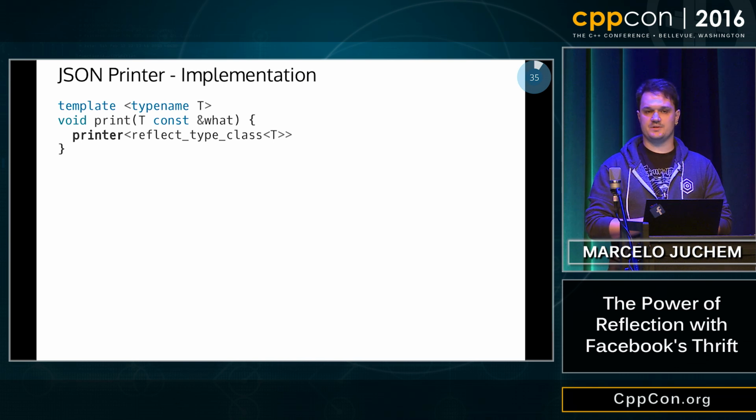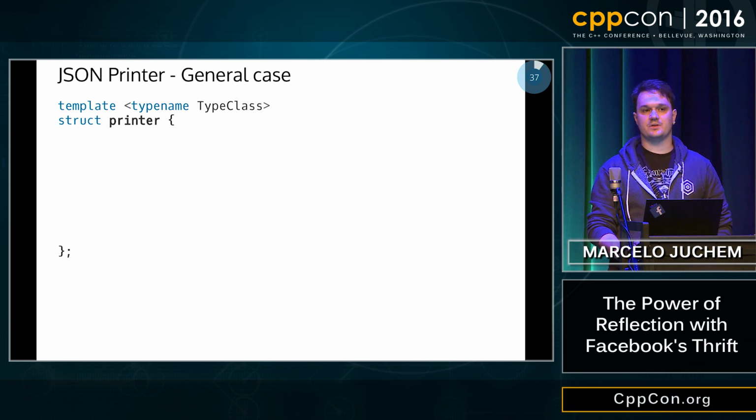And the way we're going to do it is by delegating the implementation to some other template, very similar to what type traits do in C++. So basically say, give me the specialization of printer for this particular type class. So I want a printer for structs. I want a printer for integers, something like that. And then we just call the method print, passing the object that we want to print.